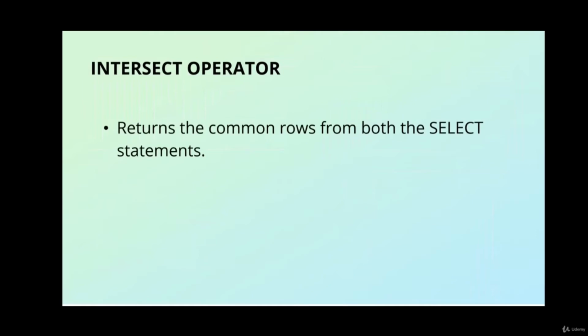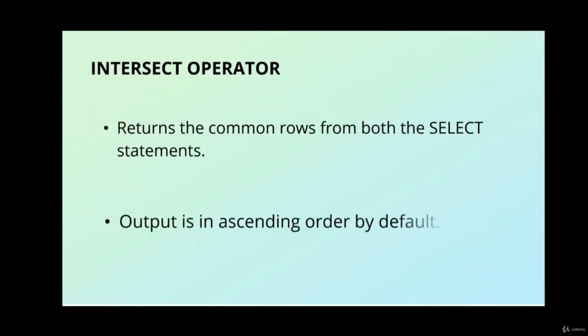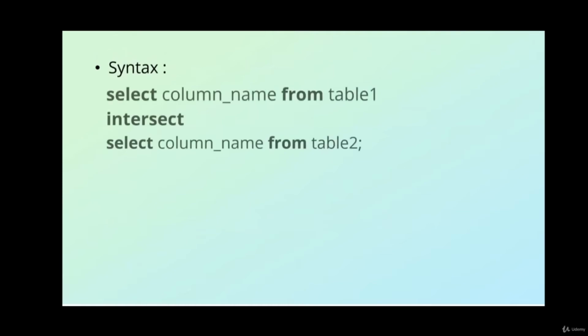Next is the intersect operator. The intersect operator returns common rows from both the select statements, and the output that we get is in ascending order by default. In an intersect operation, the data type and number of columns must be the same. The syntax for the intersect operator is select column name from table 1, intersect, select column name from table 2.